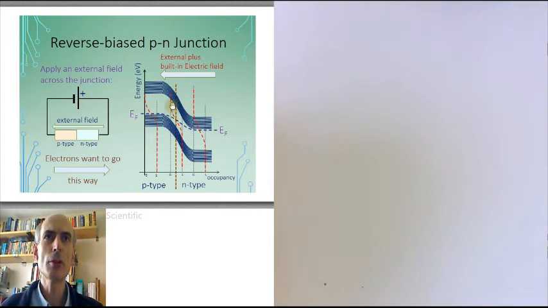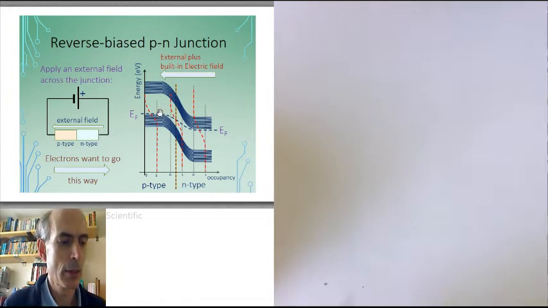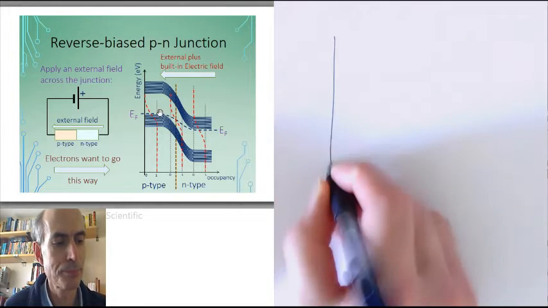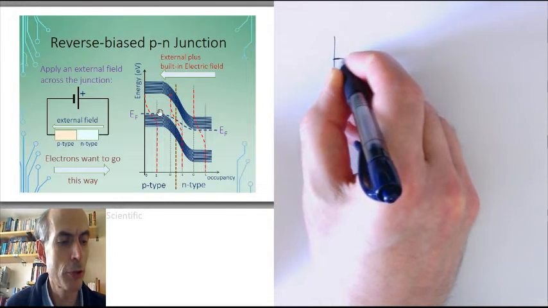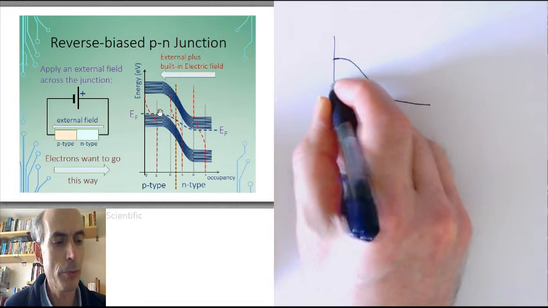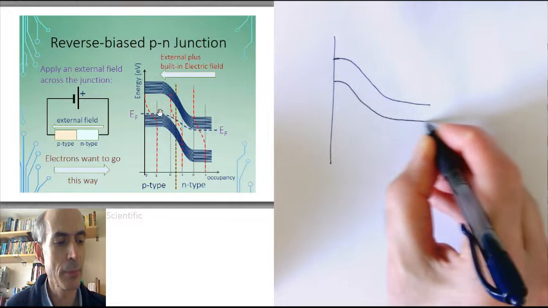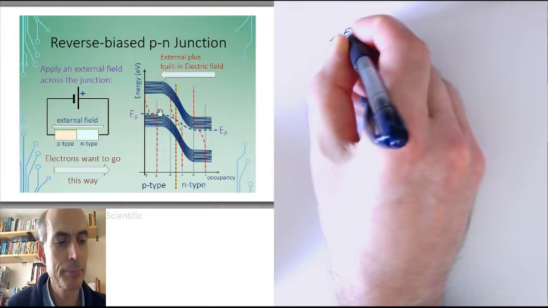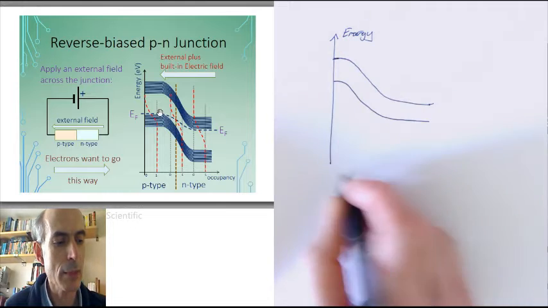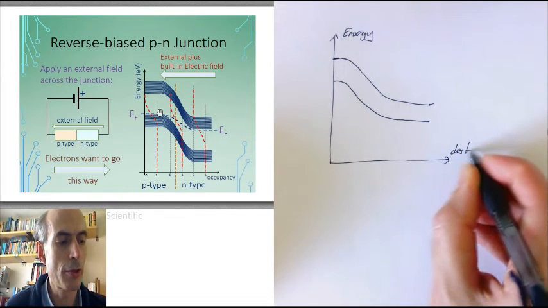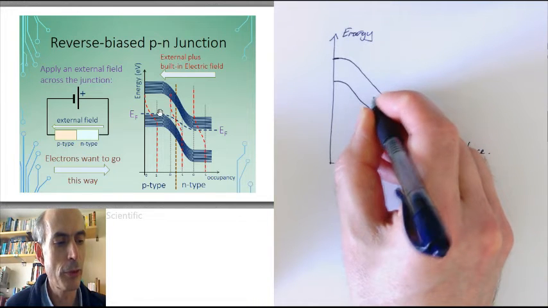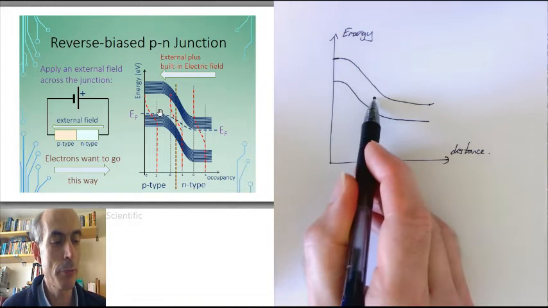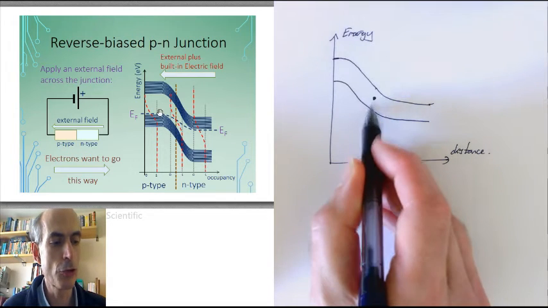However, right about in the middle of the junction there, the Fermi level is halfway between the top of the valence band and the bottom of the conduction band. If we just think about what that means, we've got the bottom of the conduction band doing this, and the top of the valence band doing this. This is energy, and this is distance through the p-n junction. Consider this point around about there, where the Fermi level is halfway between the two states.